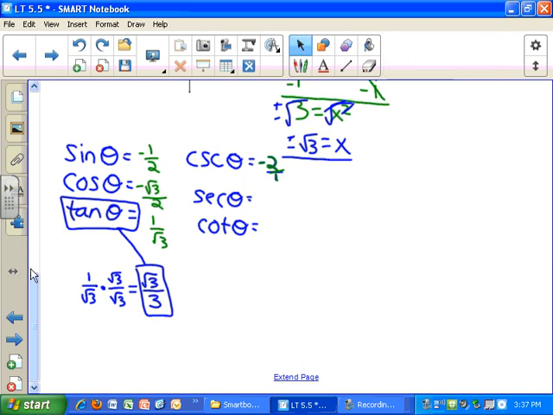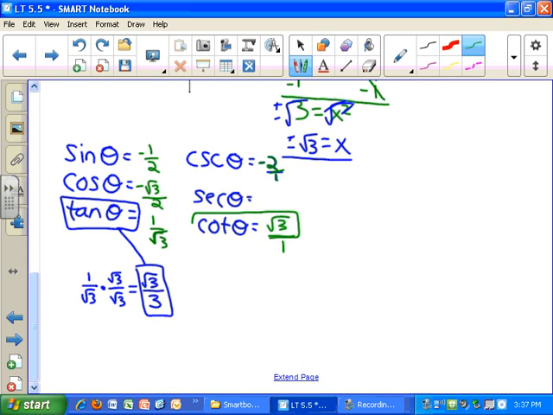Cotangent of theta, while we're talking about tangents, because the tangent of theta was 1 over the square root of 3, we can write the cotangent of theta as the square root of 3 over 1, and if you don't want to write the over 1, you can just leave it as the square root of 3.